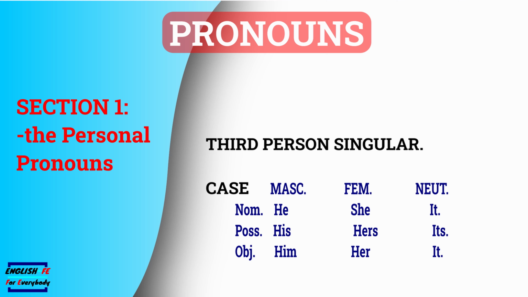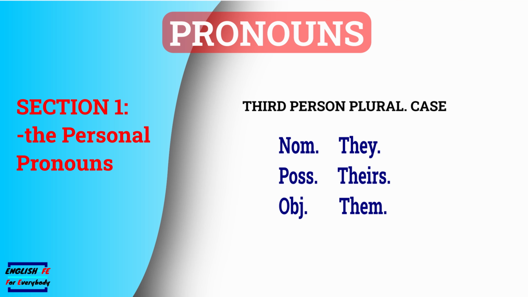way. Variety is charming. Third person singular, nominative, masculine he, feminine she, neuter it; possessive, masculine his, feminine hers, neuter its; objective, masculine him, feminine her, neuter it; plural, nominative they, possessive theirs, objective them. Reader, mem. We beg to inform thee that the third person plural has no distinction of gender.